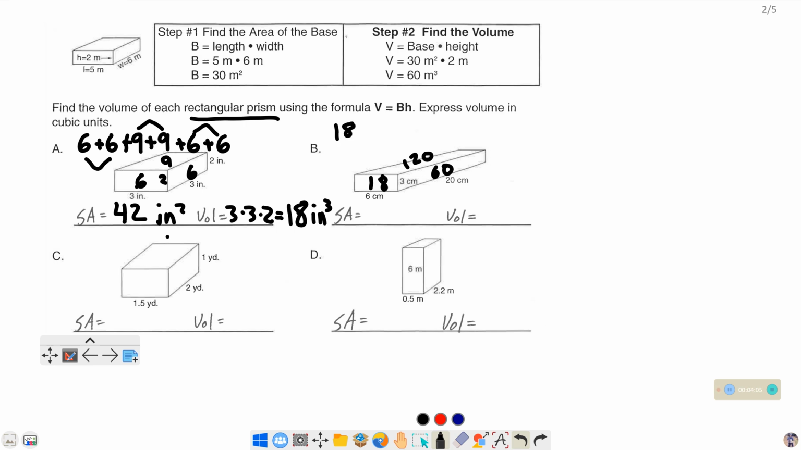And then you account for each of the given sides. For every front 18, there's a back 18. For every top 120, there is a bottom 120. For every right 60, there is a left 60. Then you can add those all up and find the actual surface area. Every problem on this page is the exact same process. Go ahead, pause the video to complete this page.